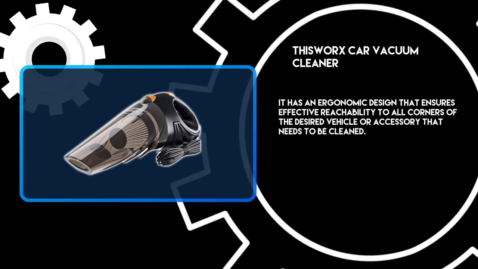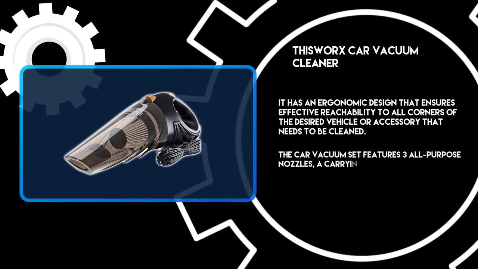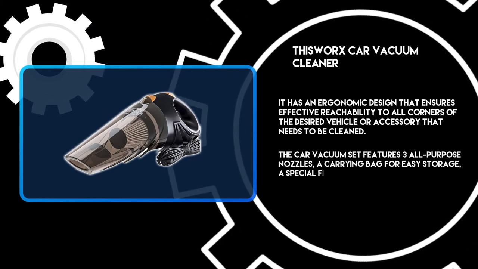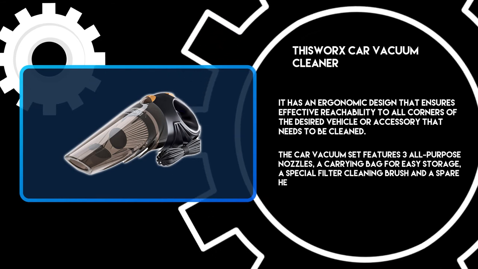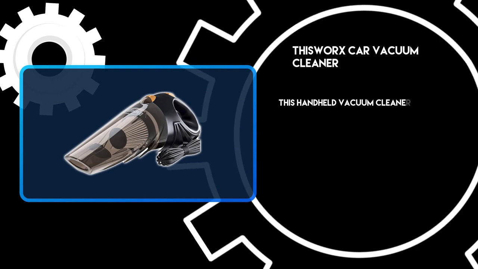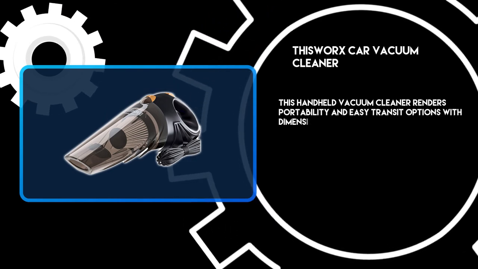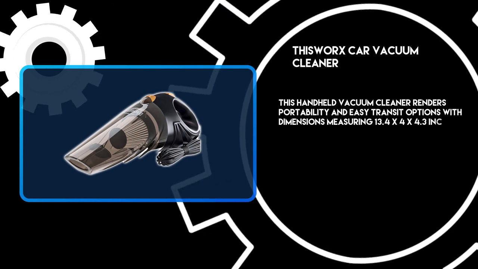The car vacuum set features 3 all-purpose nozzles, a carrying bag for easy storage, a special filter cleaning brush and a spare HEPA filter. This handheld vacuum cleaner renders portability and easy transit options with dimensions measuring 13.4 by 4 by 4.3 inches.